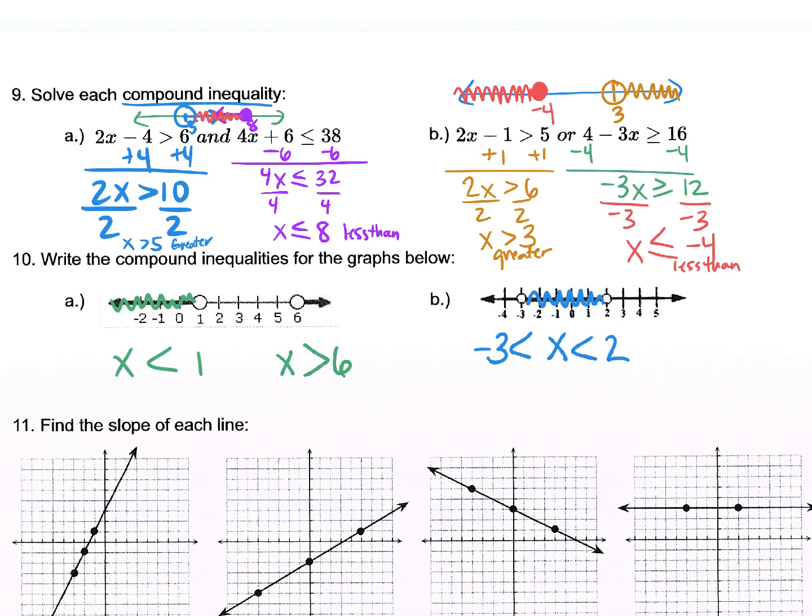Now, this might be written as two inequalities like number 9a. In that case, you would have x is less than 2, and you would have x is greater than -3. Either one of these statements tells you the right answer. More commonly, you're going to see the blue one in every course beyond this course.